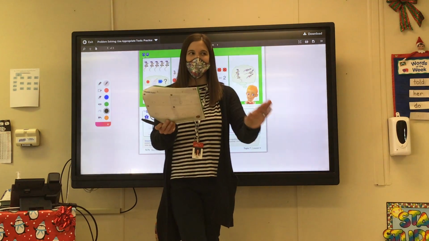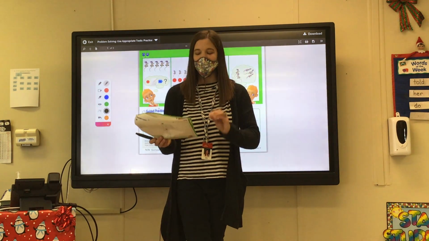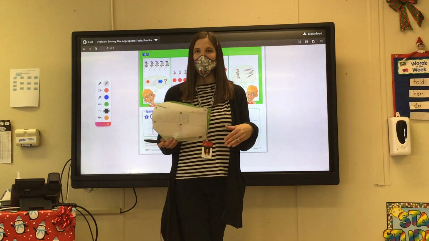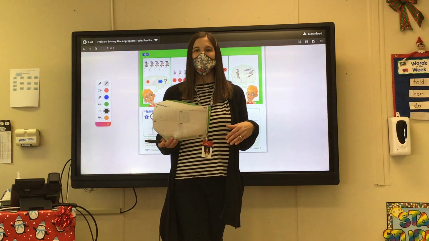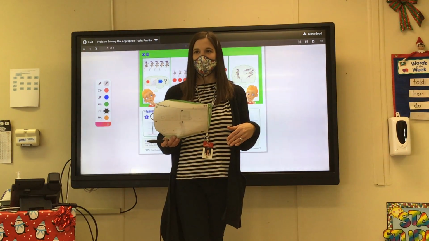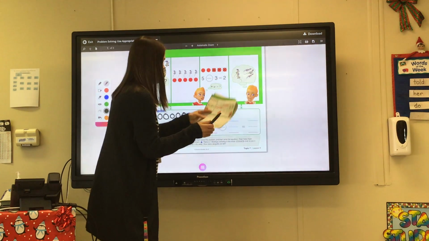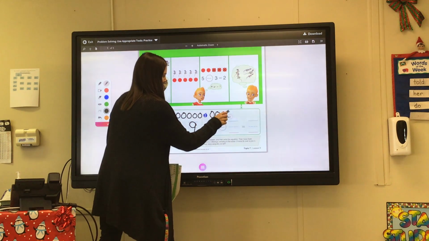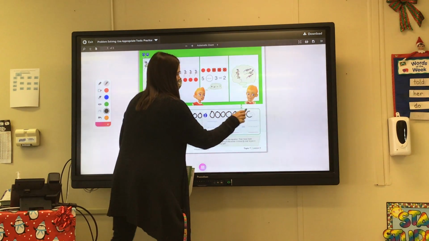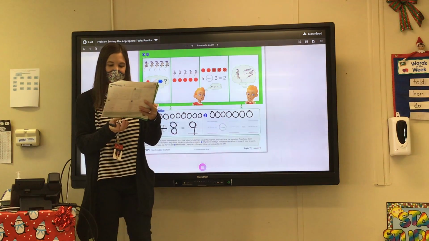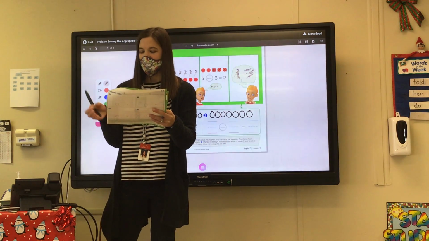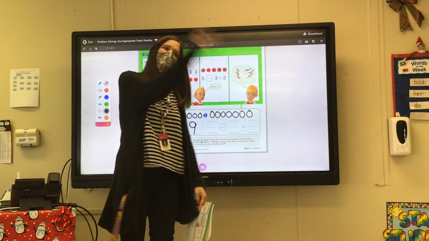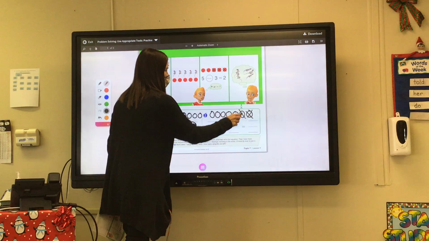I'm going to read it one more time. Hands down. Marta sees 7 seagulls. 4 fly away. How many seagulls are left? So raise your hand if you think it's addition. Put your hand down, raise your hand if you think it's subtraction. All right, let's find out. We had 7 seagulls, so draw 7 circles. Okay, Marta sees 7 seagulls. 4 fly away. So are they coming or are they going? They're going, so take 4 away.